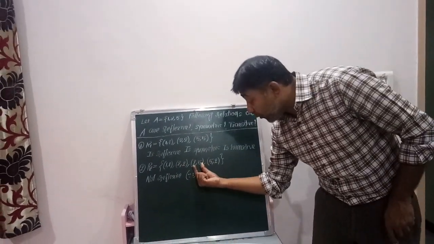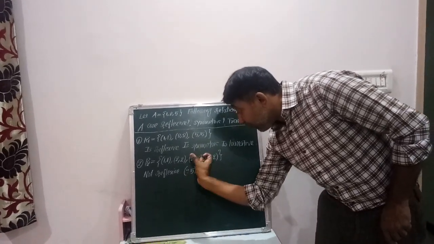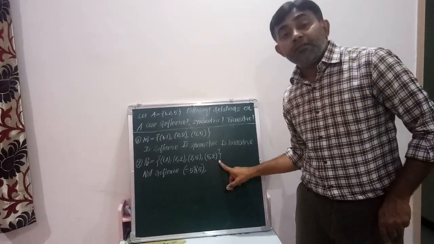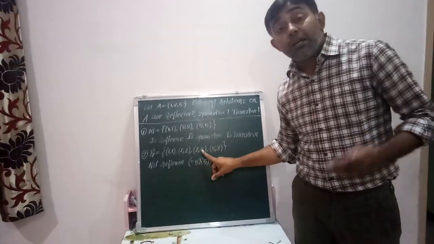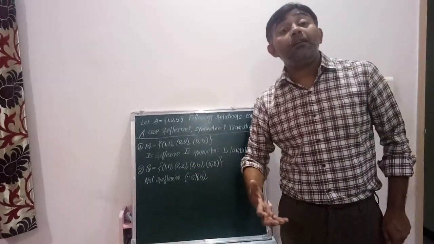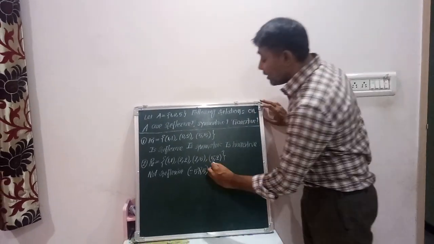Okay, (2,5). If we change the order, we get (5,2), which is already here. Similarly (5,2): interchanging the elements, you again get (2,5). So that's why the relation is symmetric.